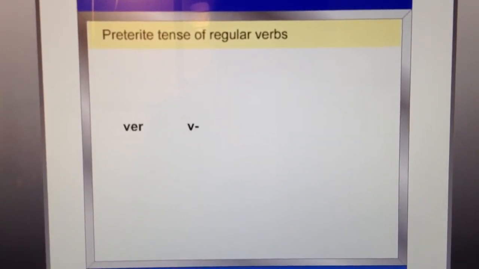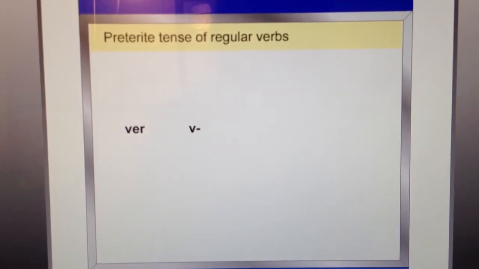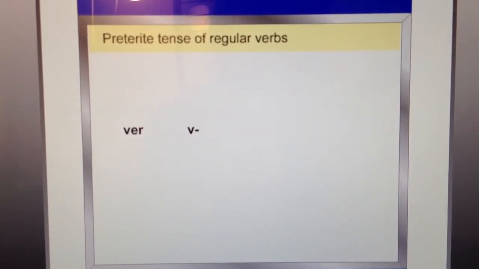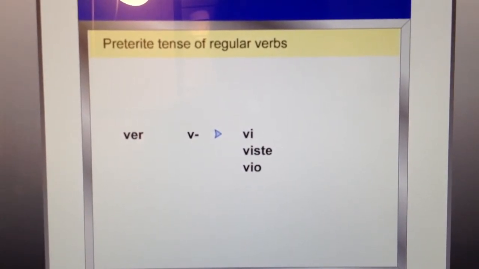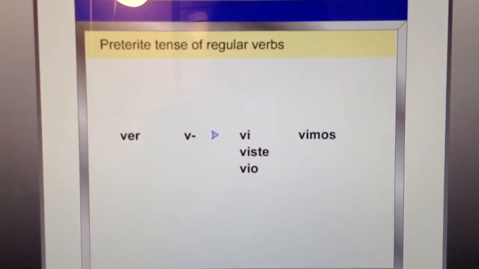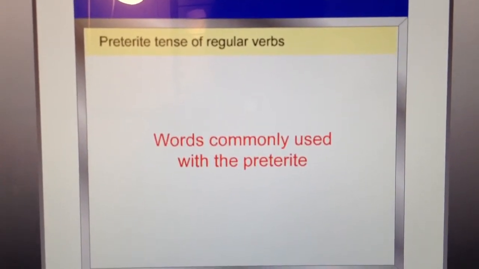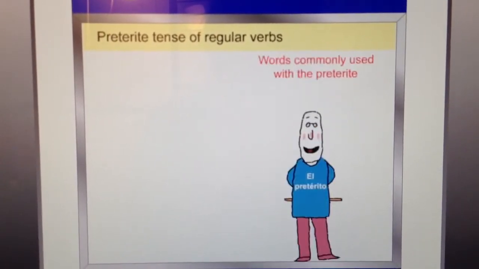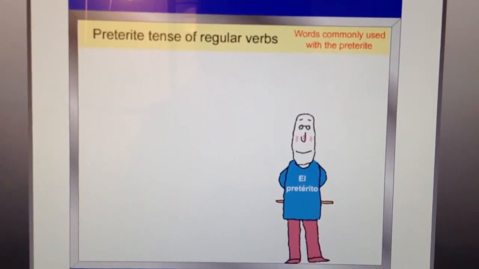The verb ver is regular in the preterite, but none of its forms has an accent. Ver, vi, viste, vio, vimos, visteis, vieron. Words commonly used with the preterite. You'll now learn some words and phrases that are commonly used with the preterite.